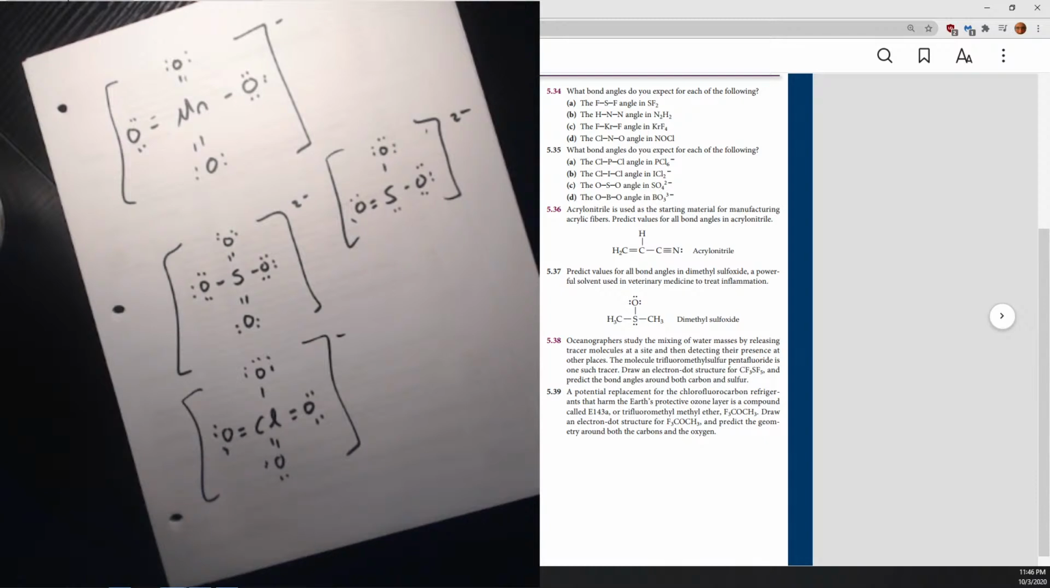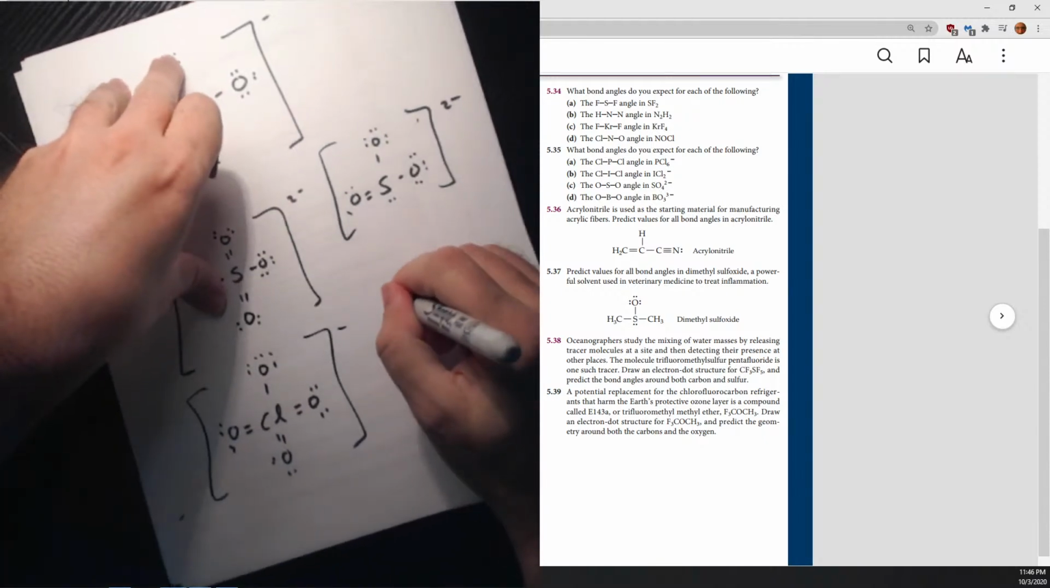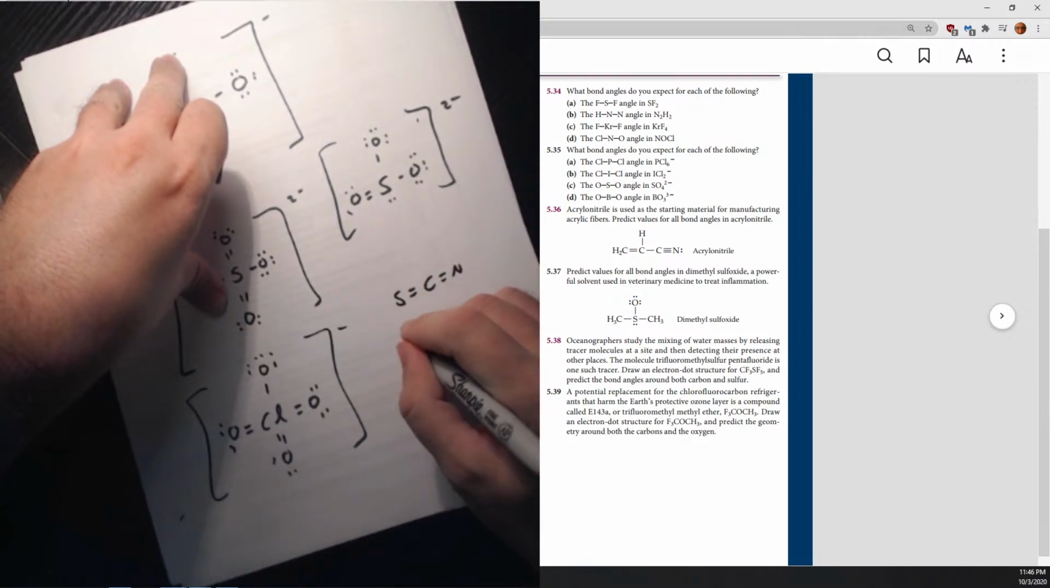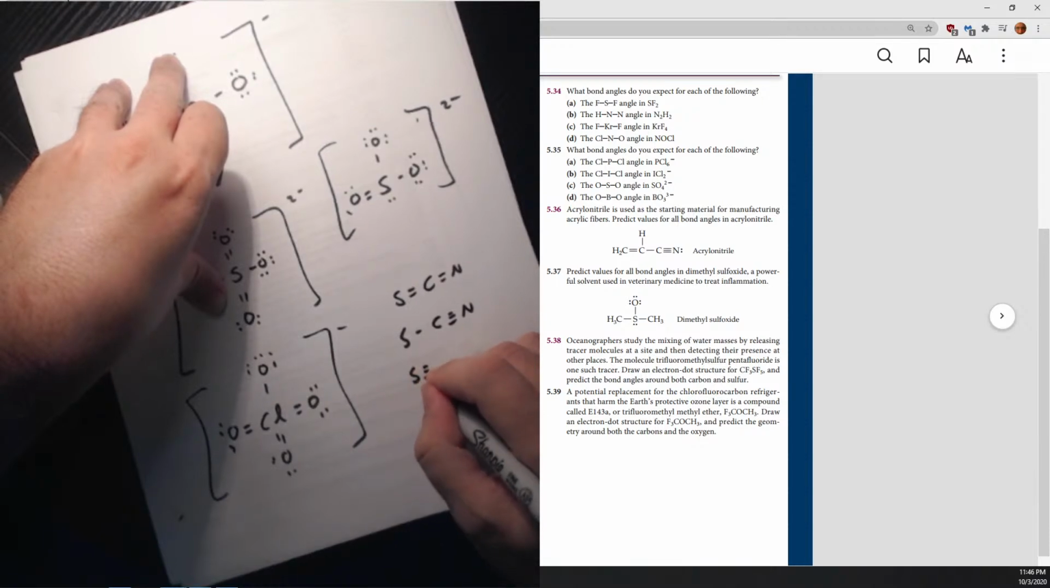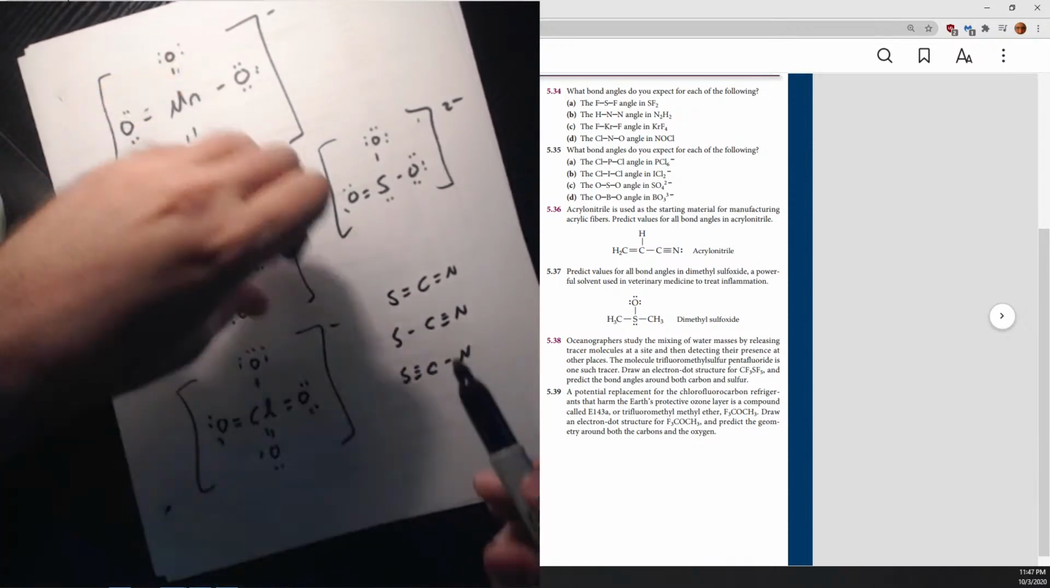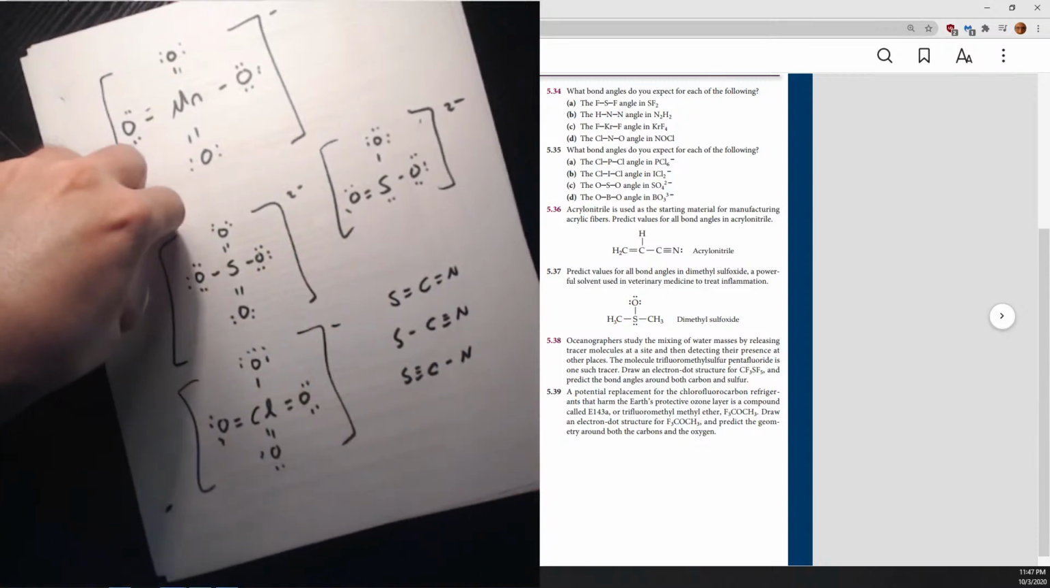And thiocyanate is going to be linear. You have the 3 resonance structures for thiocyanate, and regardless, always linear.